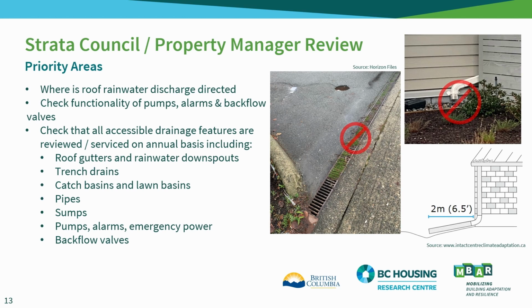If it is directed to ground surface, as shown in the photograph to the right, splash pads or extensions to the downspout should be added so that water is directed away from the building. Ideally, roof runoff would be directed to a system of solid piping, which is separate from the perforated perimeter drain pipe.